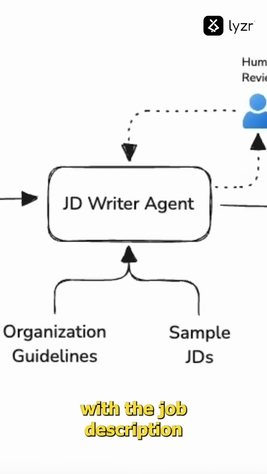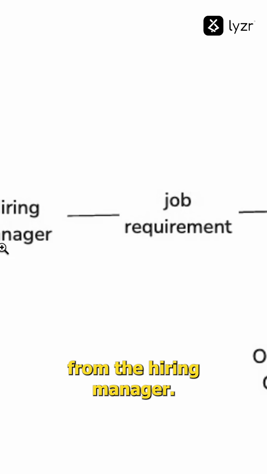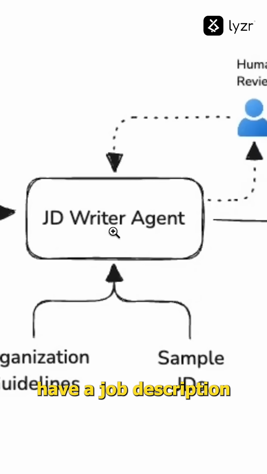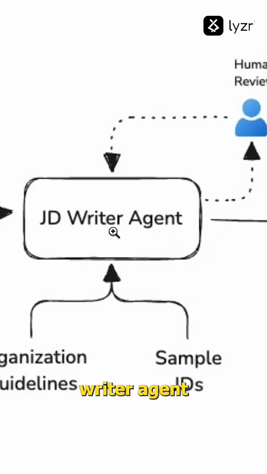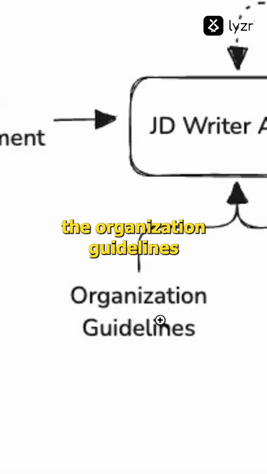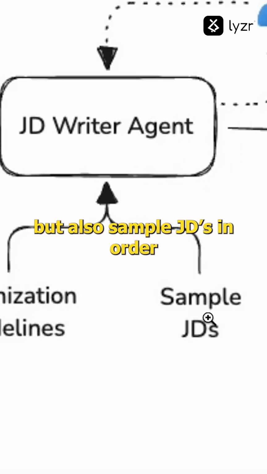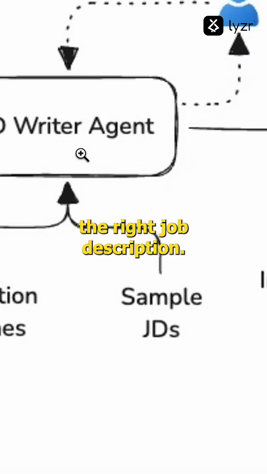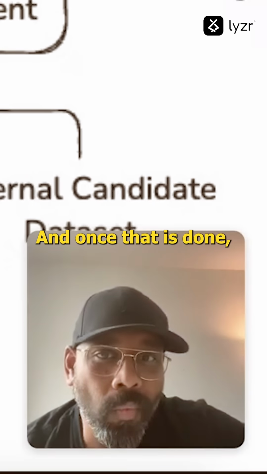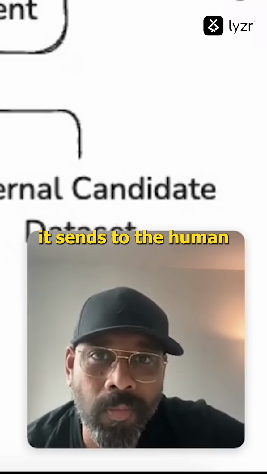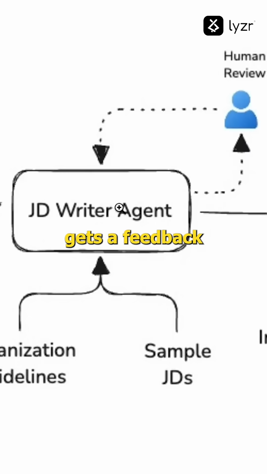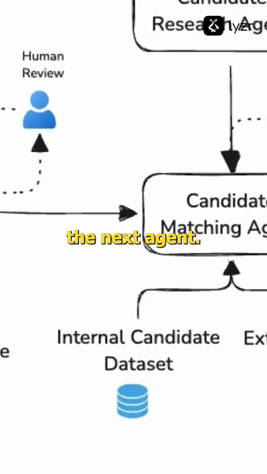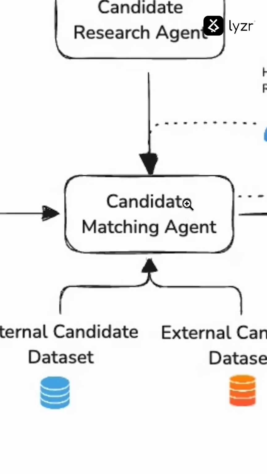So it all starts with the job description coming in from the hiring manager to a job description writer agent that looks up the organization guidelines but also sample JDs in order to write the right job description. And once that is done, it sends it to the human for review as a human in the loop, gets the feedback to improve if required, otherwise it moves on to the next agent, the candidate matching agent.